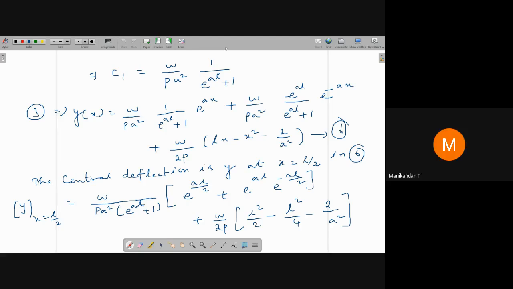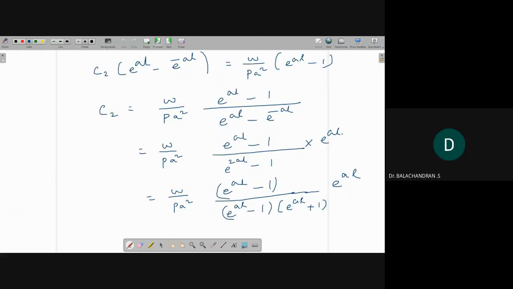In the sixth equation, we could substitute the sixth equation in the first equation. Very good, very good. And substitute x equal to L. Yeah, correct.